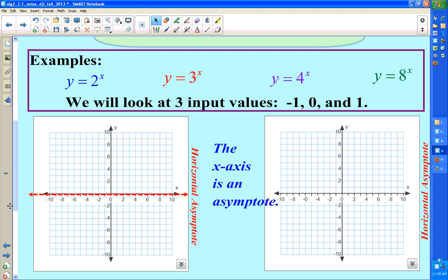I'd like you to take 30 seconds right now and see if you can sketch the graph for any one of these. The input values that we're suggesting you use for x are -1, 0, and 1. So pick any one of these graphs and see if you can figure out what the graph would look like for -1 for x, 0 for x, and 1 for x. What would the graph look like? So just take a minute to do that.